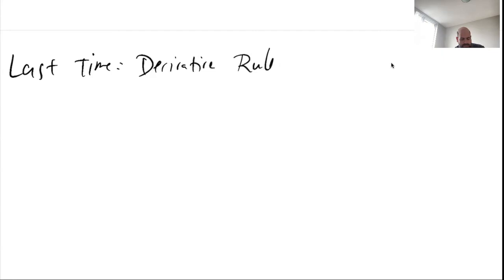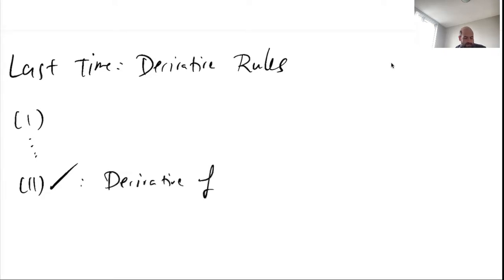Hello, everyone. So last time we were looking at the concept of derivatives and derivative rules, the rules that help us calculate the derivative of any given function. And we did 11 properties. The 11th one was the derivative of exponential and logarithmic functions.